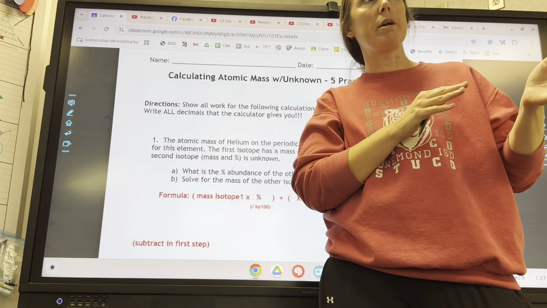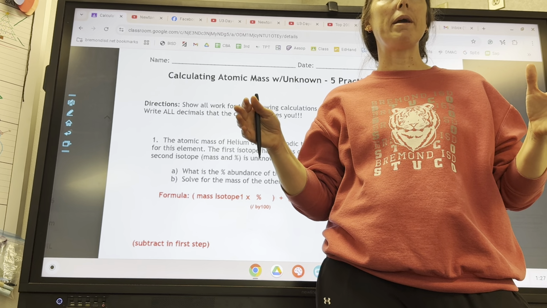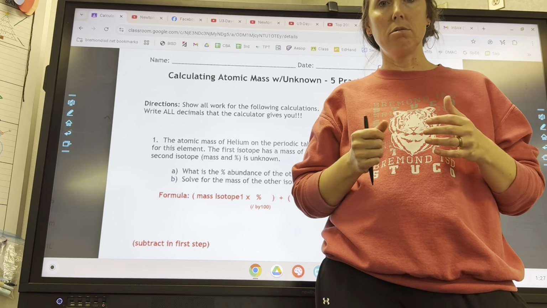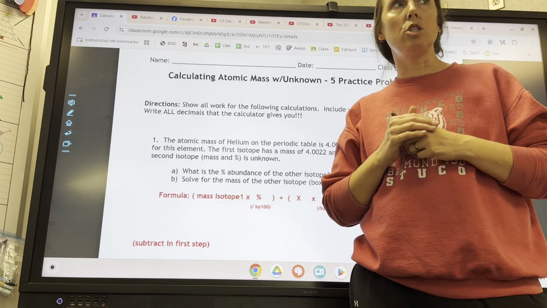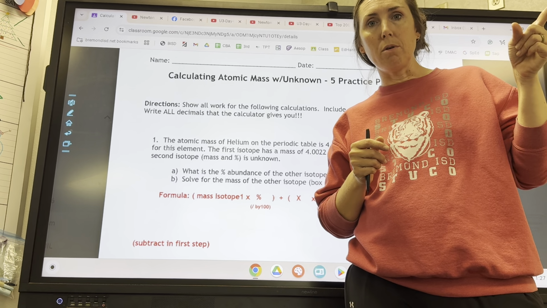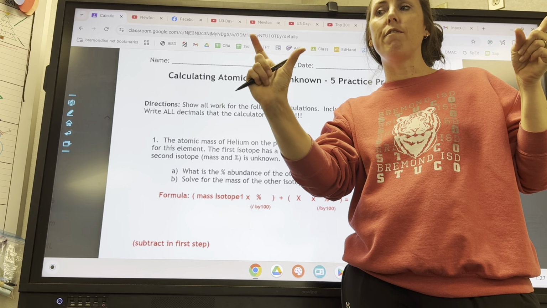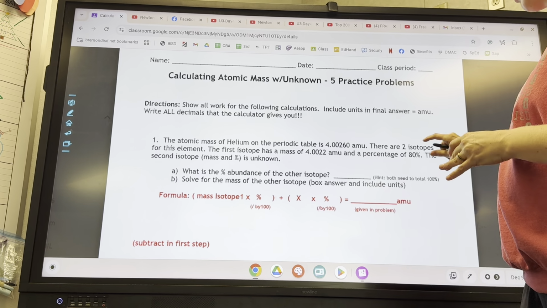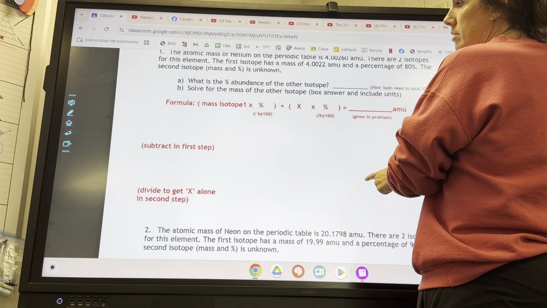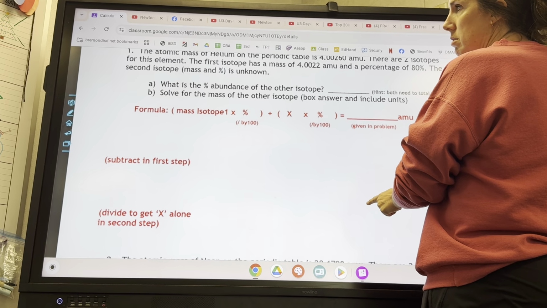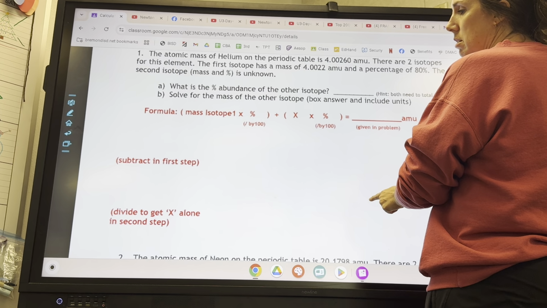So remember, what's on the periodic table is an average of all the different isotopes that are out there based on their percent abundance. Okay, now it's going to be a little bit different. They're going to give us the total from the periodic table. They're going to give us one of the isotopes, but we have to figure out the info from the other isotope.